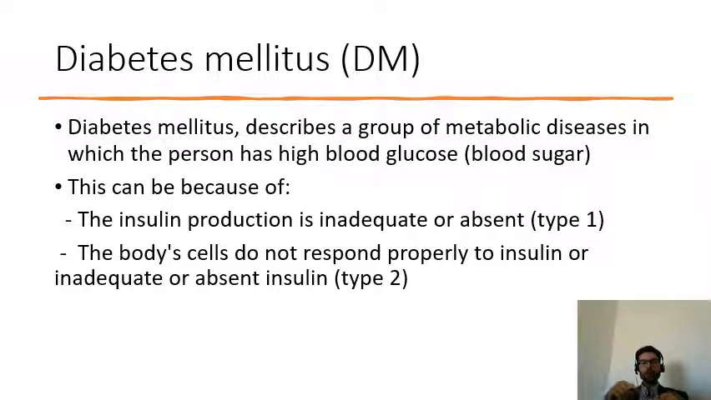So let's simplify things. Type 1 diabetes, in case we don't have insulin, complete absence of insulin. Type 2 diabetes, in case we have insulin but the body cells resist the role of insulin to notify the cells to use this glucose, the available glucose, sorry, as a main source of energy.